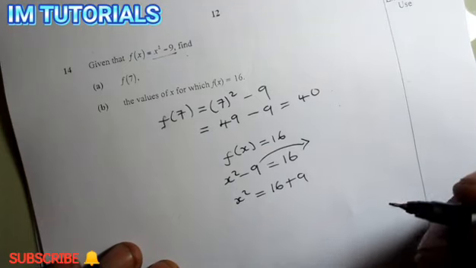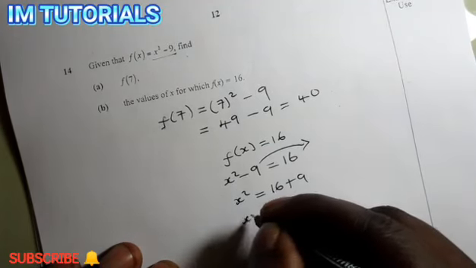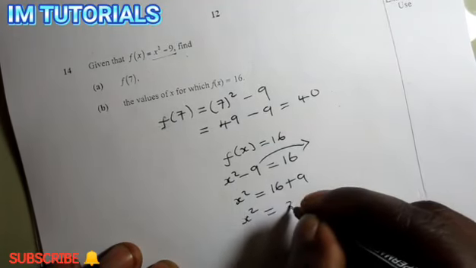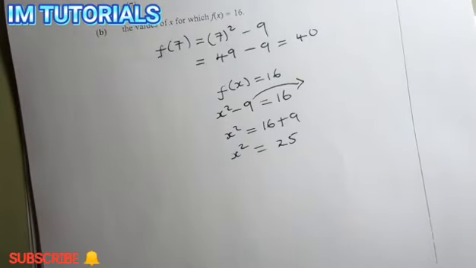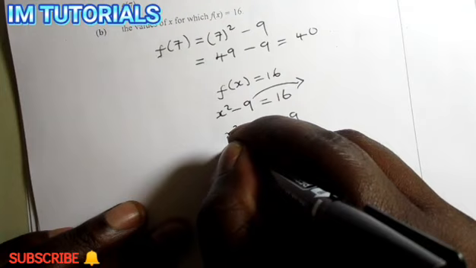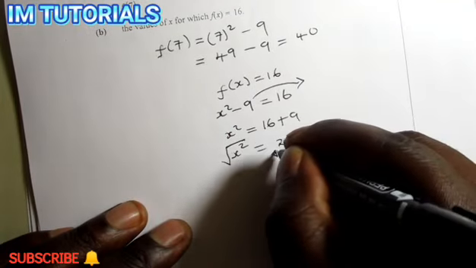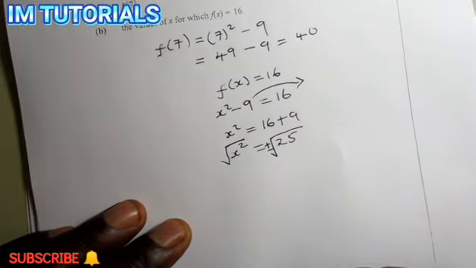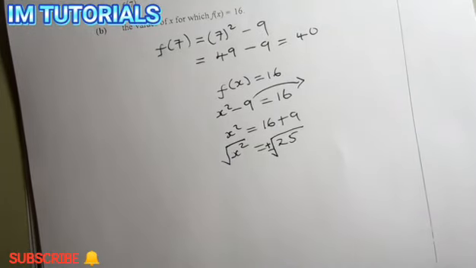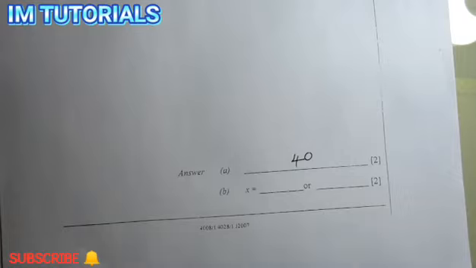I hope you are listening, class. So what is 16 plus 9? 16 plus 9, you get 25. Right. How do you make x the subject of the formula? You will make x the subject of the formula by extracting a square root on both sides. But when placing the square root on the right side, you put plus or minus, so that you get two distinct roots. You can even see that the examiner wants you to write two different answers.